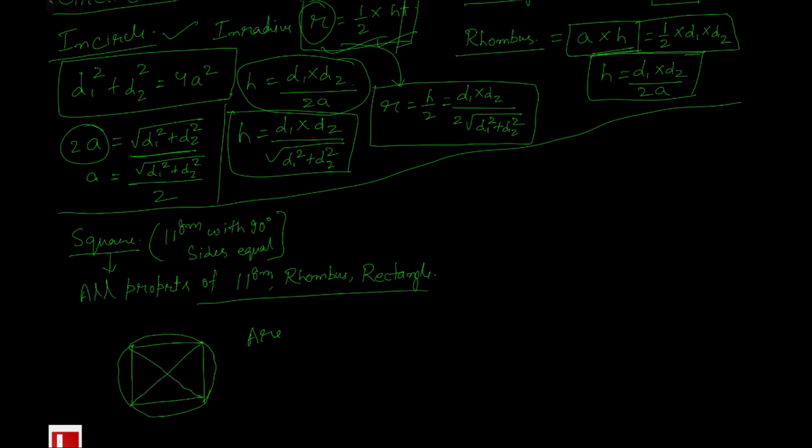So area of a square, if I assume the sides to be a, it will be simply a square. Diagonal will be a root 2. Circumradius will be half of diagonal, or a root 2 by 2, that is a by root 2. And inradius will be half of side, half of height, that is half of side. So it is simply a by 2. So this is all about all types of parallelograms, right?